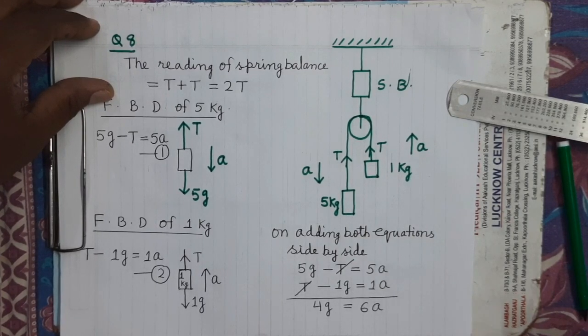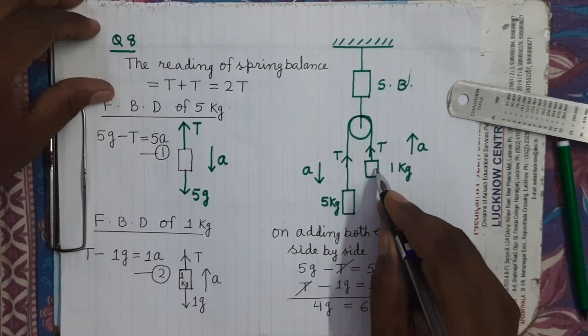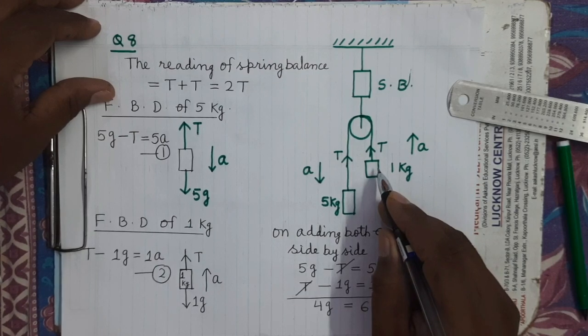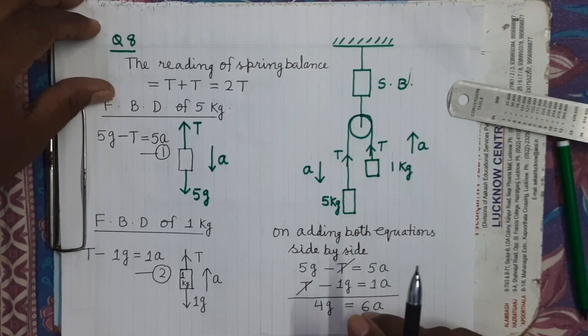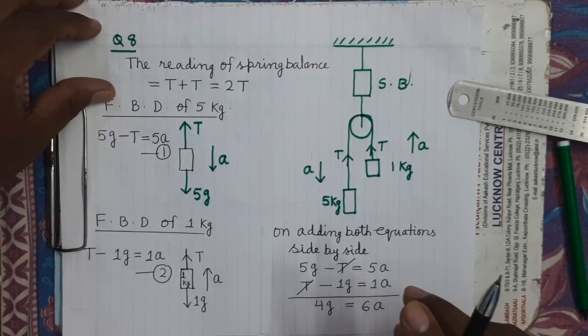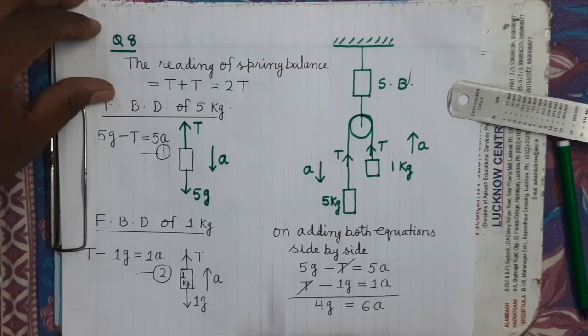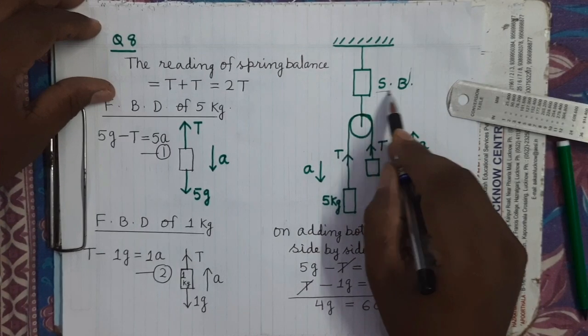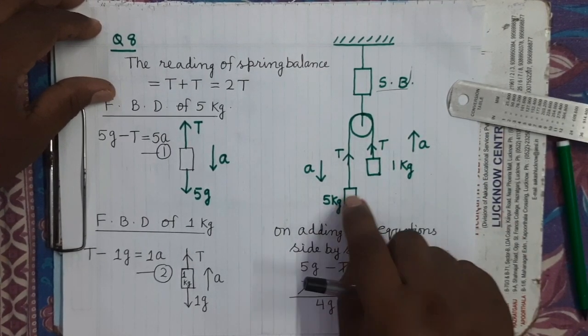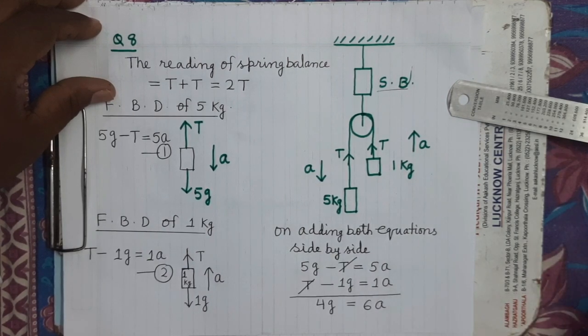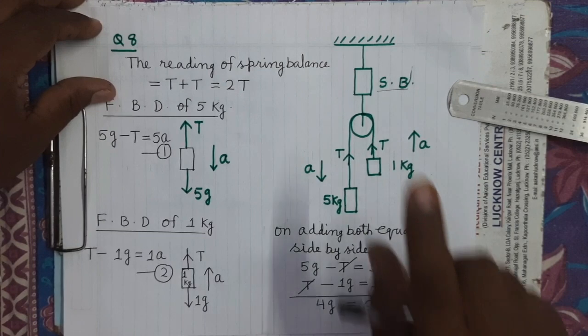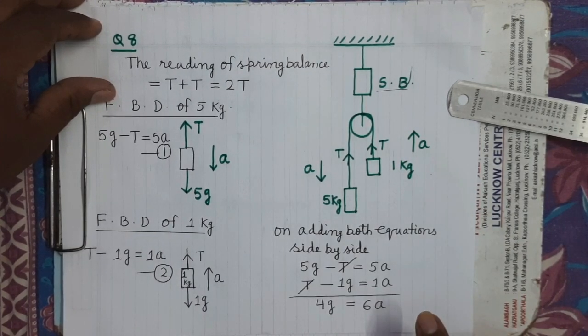So see here, if these two blocks are not moving, then what is their total mass? 5 plus 1, 6 kg. So the total weight will be 6 kg weight, which will be recorded by the spring balance if the blocks are not moving. But here you can see that the blocks are moving, as given in the question. So now what will be the spring balance reading?